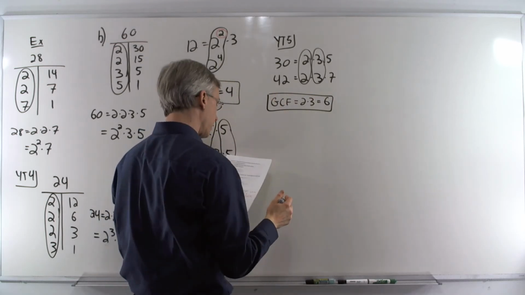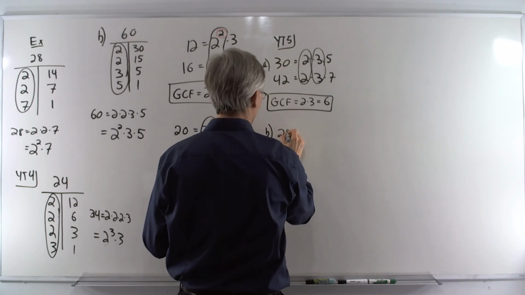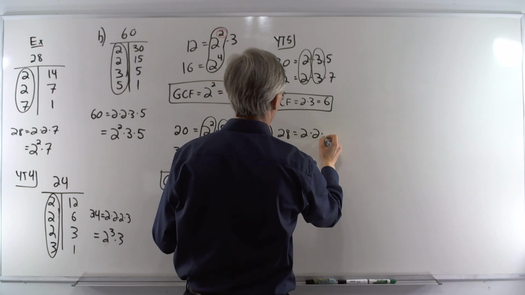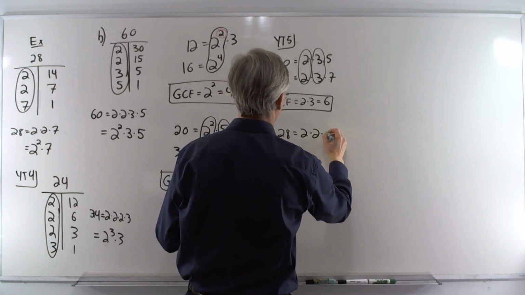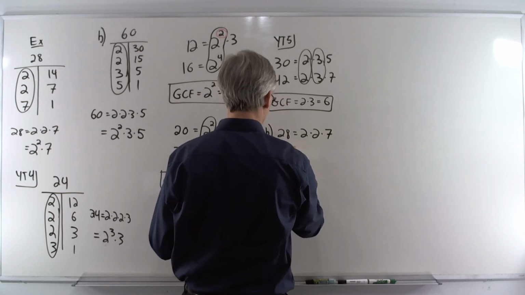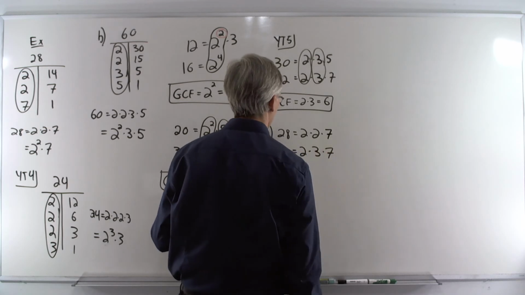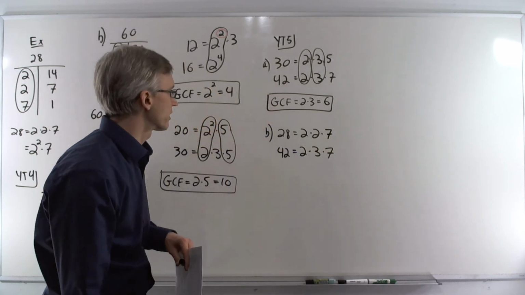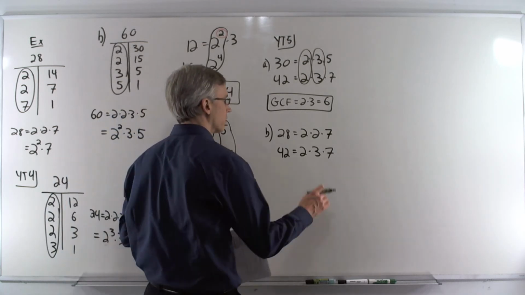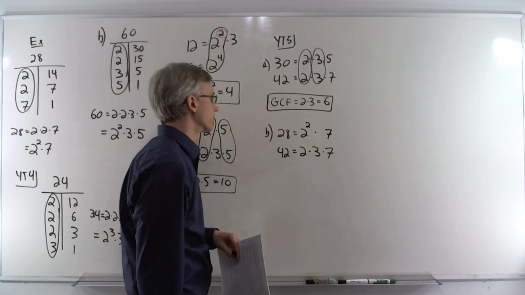Part B, 28 and 42. It's 28, 2 times 2 times 7. 42, 2 times 3 times 7. And we can write this as 2 squared times 7.